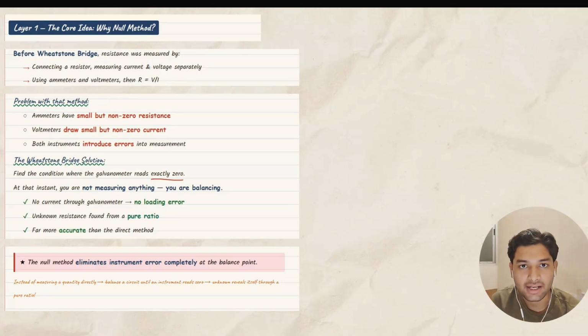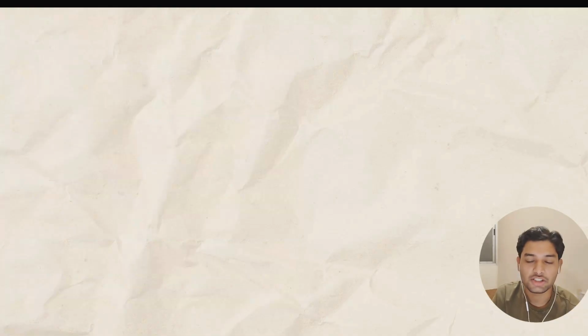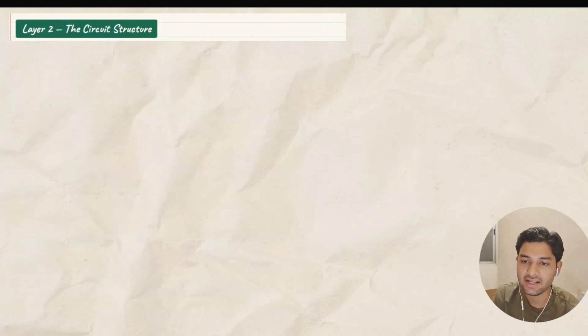And how does it do that? I just told you that the Wheatstone Bridge removes the galvanometer and ammeter, so the error goes with them. Instead of measuring a quantity directly, balance a circuit until an instrument reads zero, and the unknown reveals itself through a pure ratio. Now let's see how this ratio is formed and what the logic behind it is, and we're going to do this from scratch.